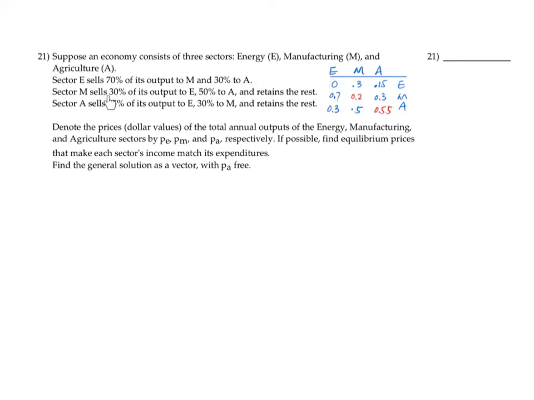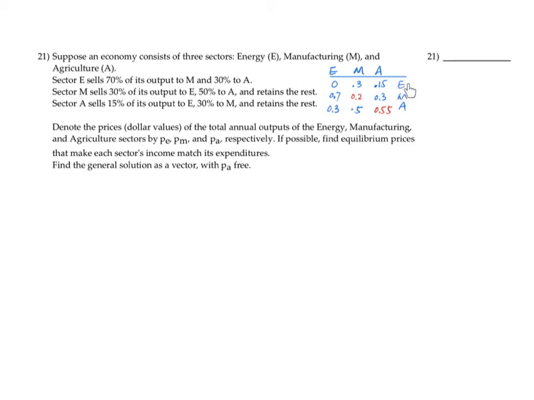Similarly, sector M, 30% to E, so 0.3 to E, and then 50% to A, so 0.5 to A. Therefore, it has 20% left for itself, so 0.2 here. We have to do a little algebra here to get this 0.2. Similarly, you can set up the numbers for the last column. Once you have those, then you can set up equations from each row.